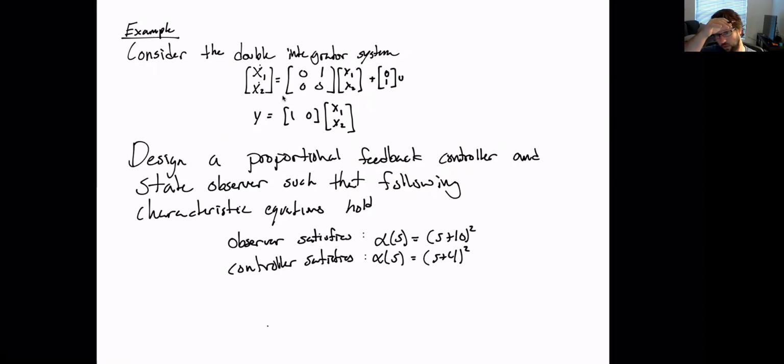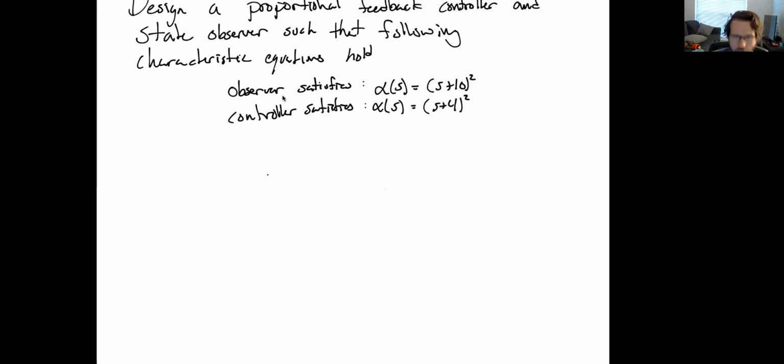So we want to pick our controller gain such that our system satisfies (s plus 4) squared, putting our eigenvalues at -4. Okay, so we'll have a stable controller, but it's slower than our observer. So what do we do first? Well, let's make sure that our systems are controllable and observable.